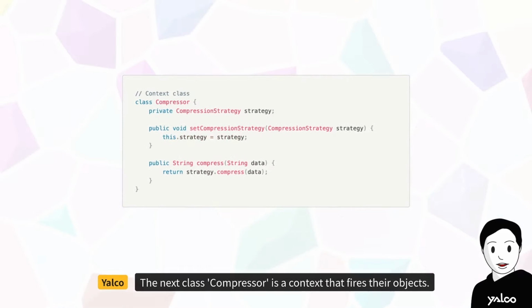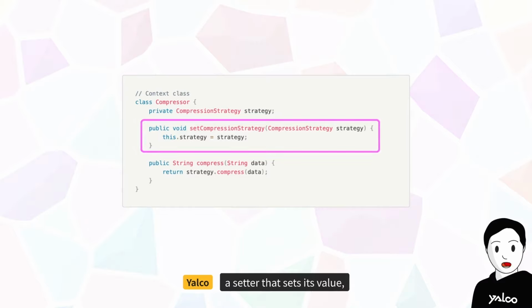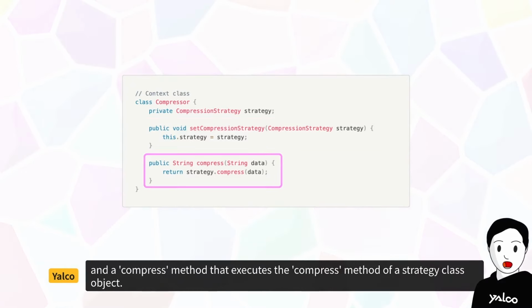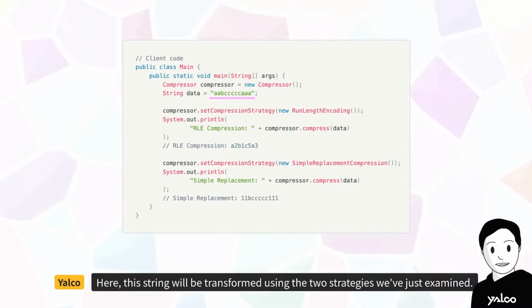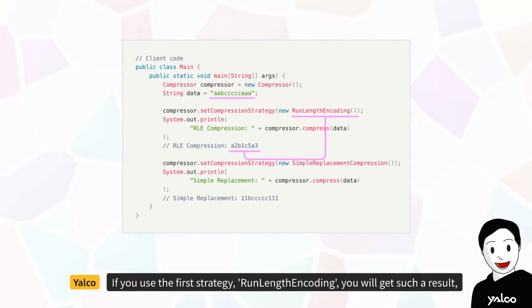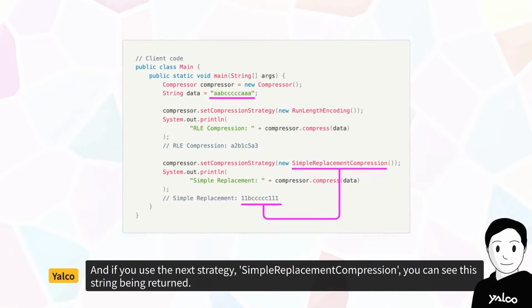The next class, compressor, is a context that fires their objects. Just like the shopping cart that we saw earlier, there's a field where strategy class objects go in, a setter that sets its value, and a compress method that executes the compress method of a strategy class object. Finally, this is the code for the client executing it. Here, this string will be transformed using the two strategies we've just examined. If you use the first strategy, run length encoding, you will get such a result, and if you use the next strategy, simple replacement compression, you can see this string being returned.